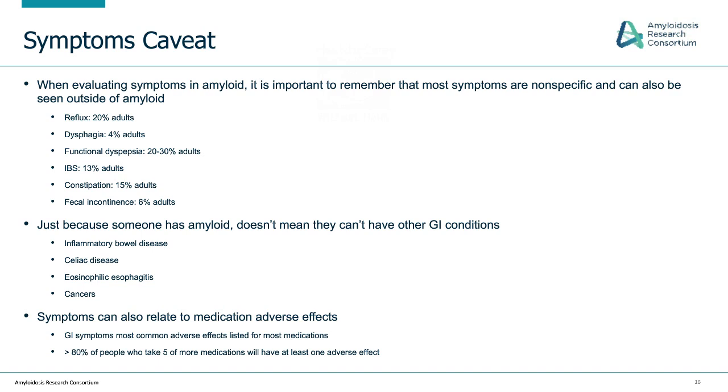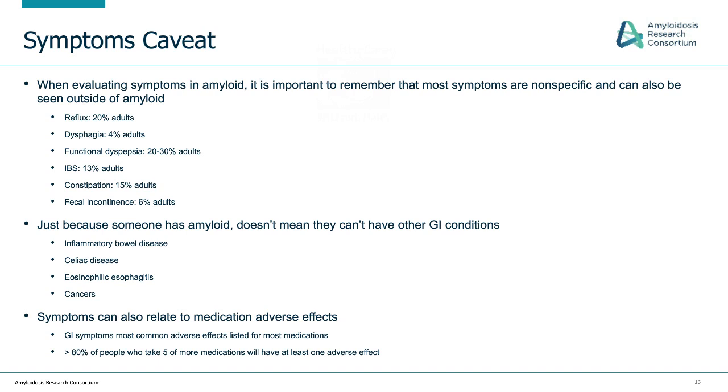We do see symptoms with irritable bowel in about 13% of people, constipation 15%, fecal incontinence in 6%. And if we look at that last one specifically, fecal incontinence is 6% of all comers, but it's 15% past the age of 60. And so oftentimes when we see people who have symptoms with amyloid, it can be very hard to separate, are these symptoms from amyloid or not, because these are just so commonly seen.